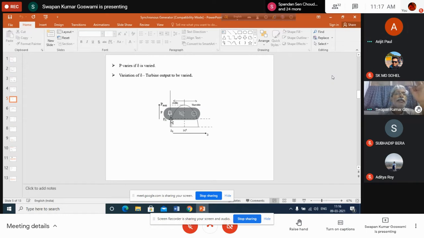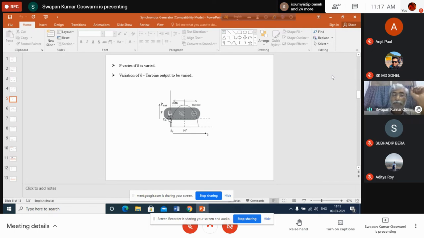That means at steady state, power output from the generator will be equal to the power input to the generator if we assume that there is no loss inside the generator. And for simplicity, we are now assuming that loss to be zero. So input power and output power will remain the same. P0 is the power input, P0 also is the power output.